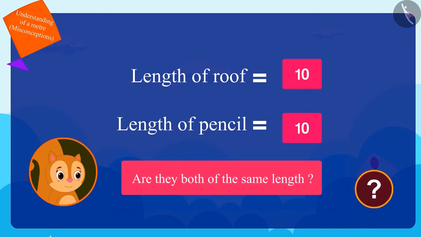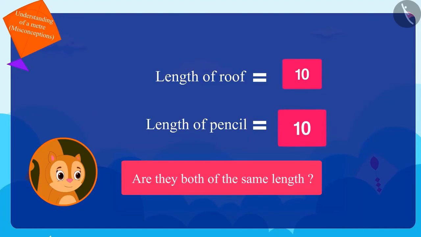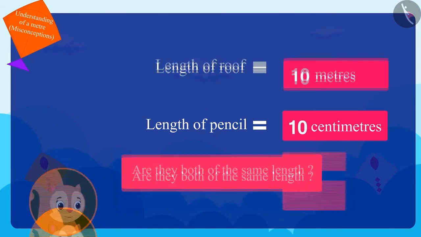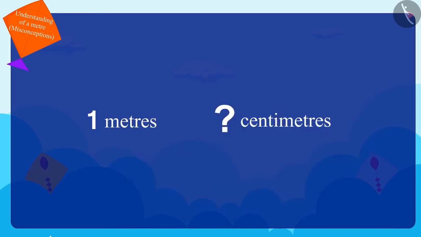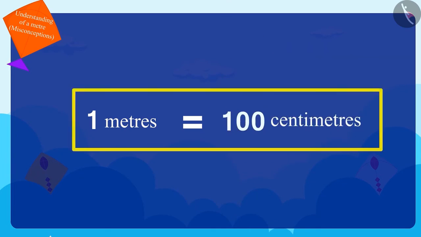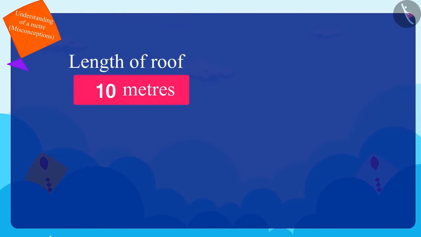What do you think, children? Is Chanda's thinking correct? No. Chanda's pencil is 10 centimeter in length, while her roof is 10 meters in length. And children, you know how many centimeters is equal to 1 meter? Exactly. 100 centimeters. And the length of roof is 10 meters.